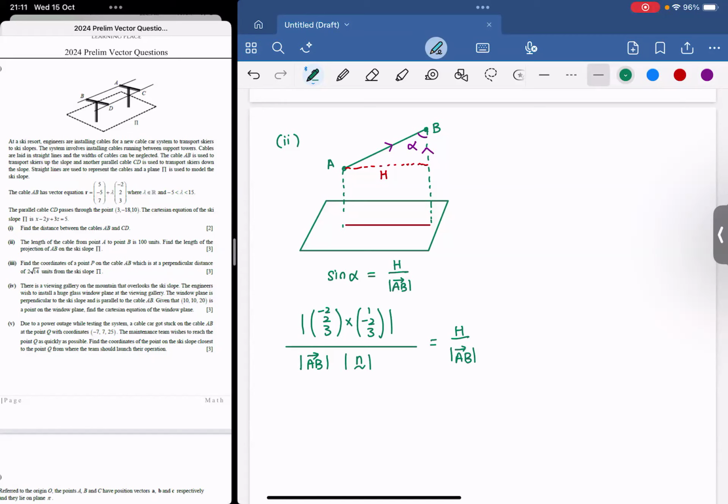Do like that cannot. I got this. Find the length of the cable. Wait, wrong. Wrong. I cannot do this. This is AB. I cannot just take the direction vector.